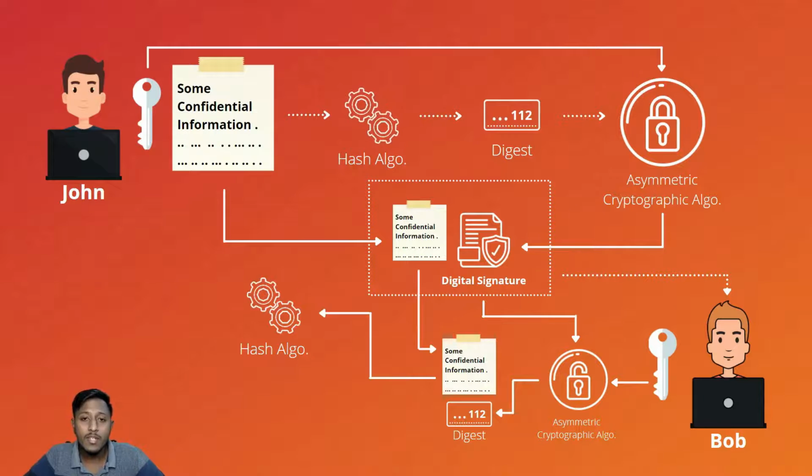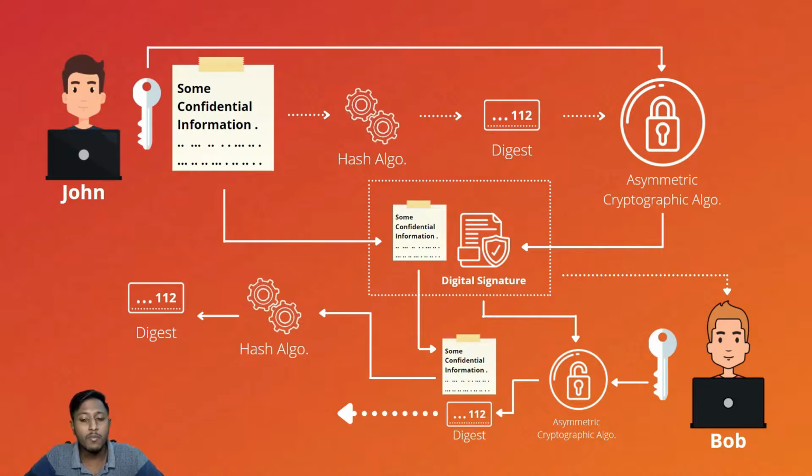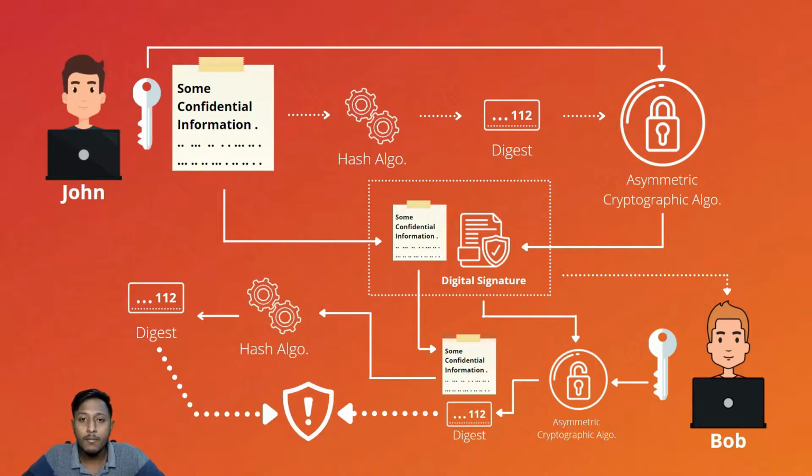He will use the same hash algorithm that John used to generate the digest, not just any hash algorithm, to get a digest from the message. Now he compares the two digests: the one he got from decrypting the digital signature and the one he got after hashing the message. If they are not equal, then the message was tampered with or altered in transit.